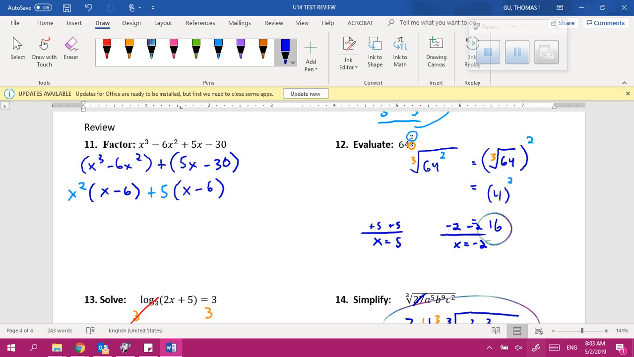And then from here, that pretty much gives you your answer because you're just going to be left with x squared plus 5, right? Because I'm going to factor out the x minus 6. And x minus 6. You see that? And that is your answer right there.